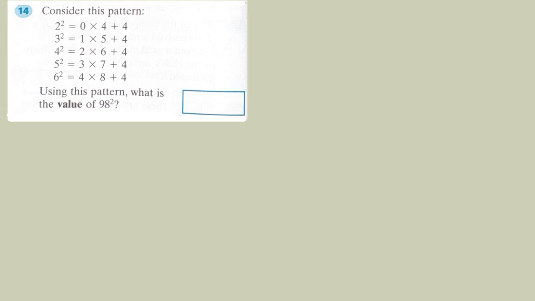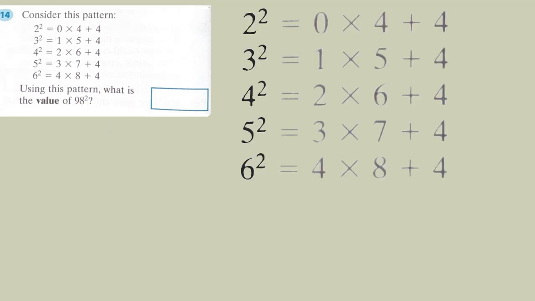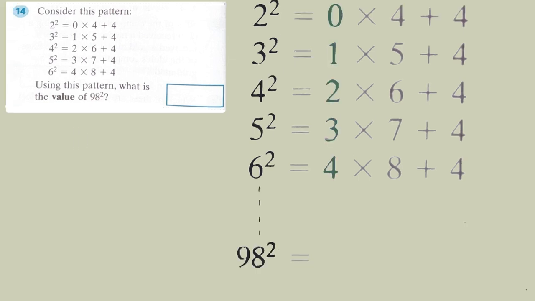We have a pattern here, and using this pattern, what is the value of 98 squared? Let's have a look at this pattern closely. Do you notice that all the numbers on the left hand side here are squared? 2 squared, 3 squared, 4 squared, 5 squared, 6 squared. And ultimately, we're going to be looking for 98 squared.